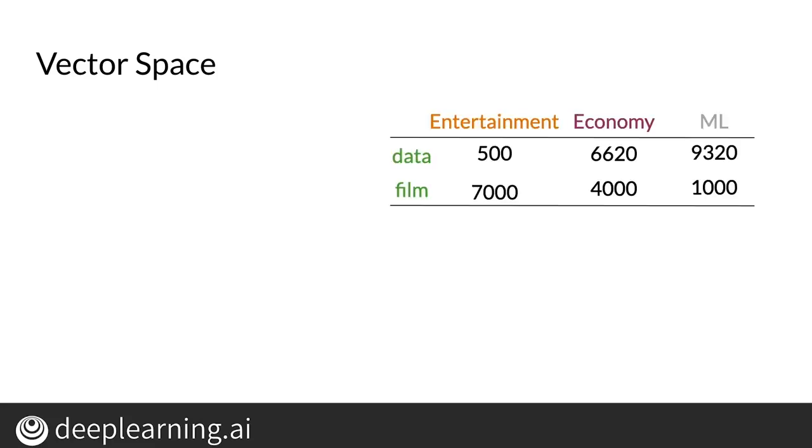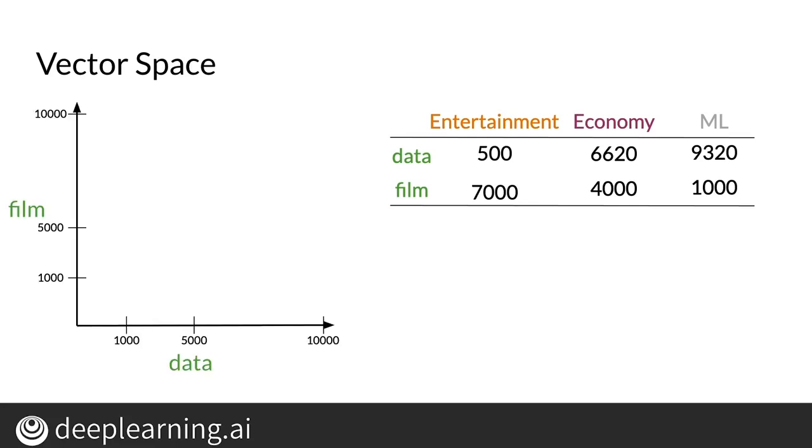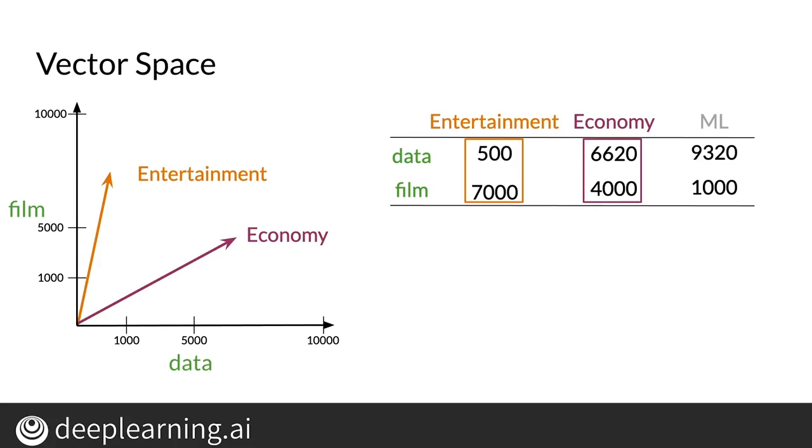Let's take the matrix from the last example. Here, you could take a representation for the words data and film from the rows of the table. However, I'll take the representation for every category of documents by looking at the columns. So the vector space will have two dimensions, the number of times that the words data and film appear on the type of document. For the entertainment corpus, you'd have the following vector representation. This one for the economy category, and that for the machine learning category. Note that in this space, it is easy to see that the economy and machine learning documents are much more similar than they are to the entertainment category.